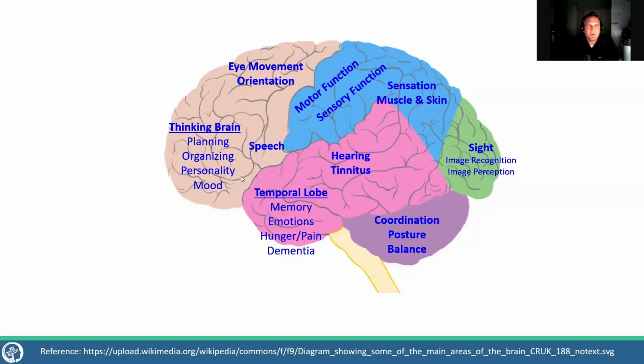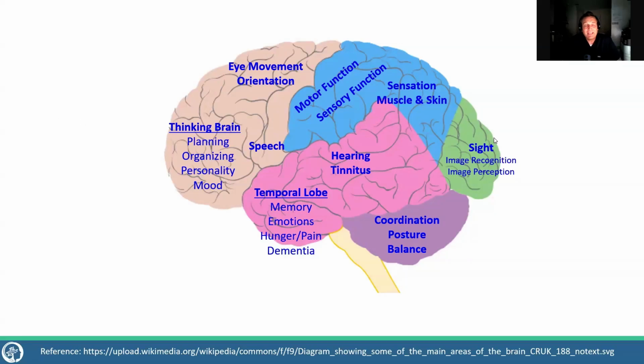So the front part of the brain, this frontal lobe, is your thinking part. It's the CEO of your brain. You plan, you organize. It predicts your personality. Are you angry? What's your mood like? Do you feel anxiety? That's coming from this part of the brain.